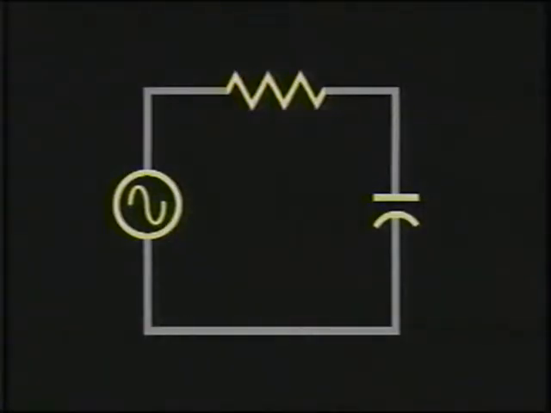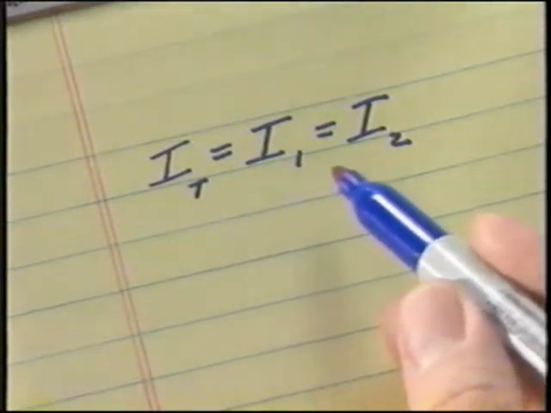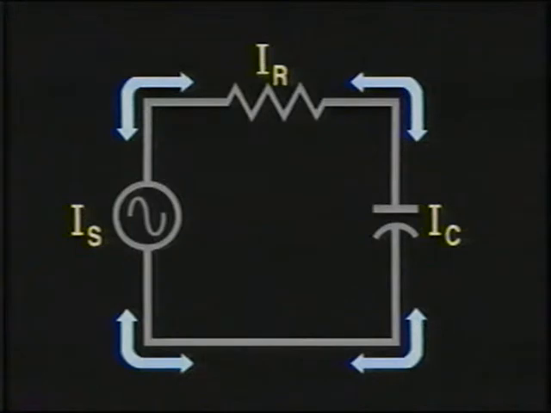It consists of a resistor and a capacitor connected in series with an AC voltage source. One important aspect to notice whenever you examine a series circuit is that the current is the same throughout the circuit, according to Kirchhoff's current law. The source current, I sub S, the resistive current, I sub R, and the capacitive current, I sub C, are all equal. They are identical in both magnitude and phase.